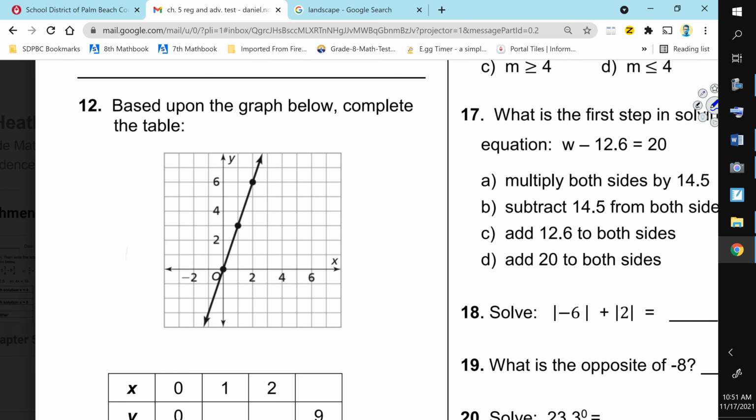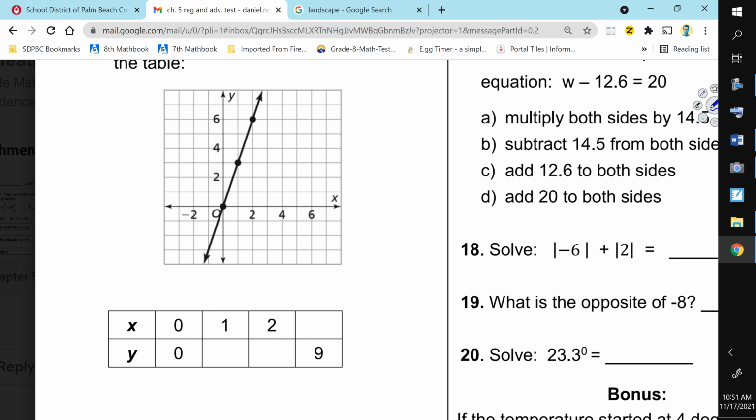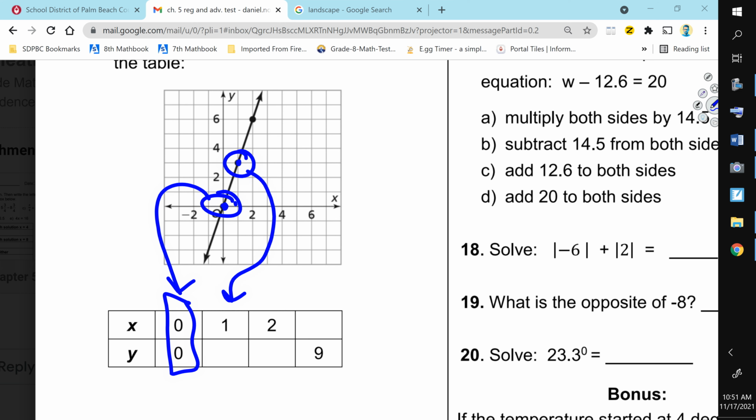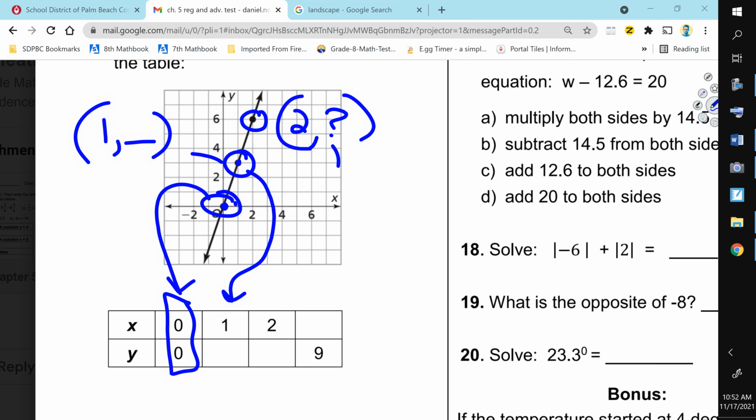Number 12. Complete the table. So you're going to take these coordinates and you're just going to put them in the table. For example, this coordinate is 0, 0, and there's a 0 and a 0. You got to figure out what that coordinate is. Here's your hint. It's 1, something. This is 2 across, and then how many up? That question mark is going to go right here. And then you should be able to figure this out on your own as well, just by the sequence 0, 1, 2, something. That's pretty self-explanatory.